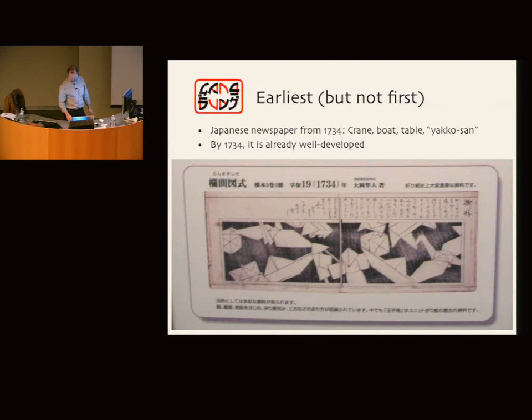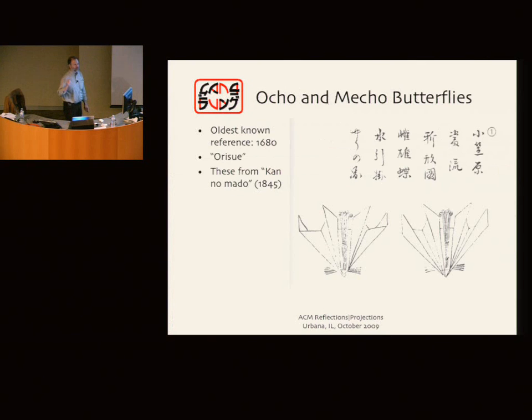We don't even know where origami began. The oldest mention of origami comes in a book in 1680. They talk about these things called orasue and refer to these ocho and micho butterflies, which are these two shapes, which are butterflies, and they're clearly also folded paper. But we don't know when the art started.